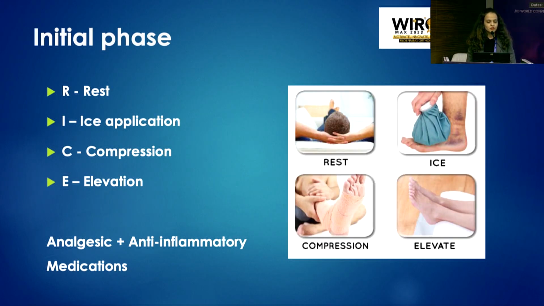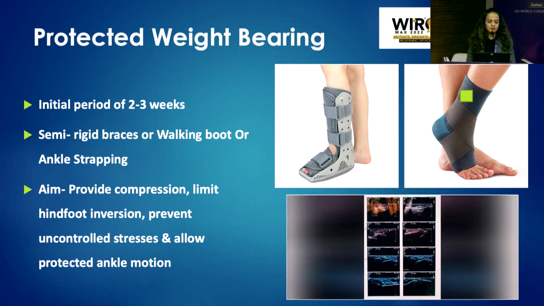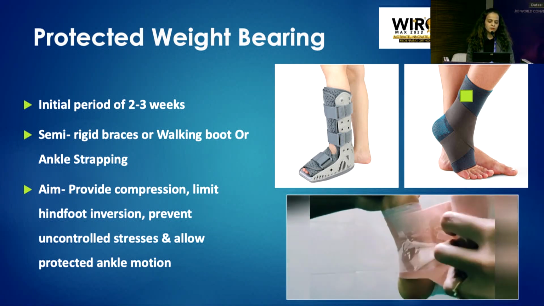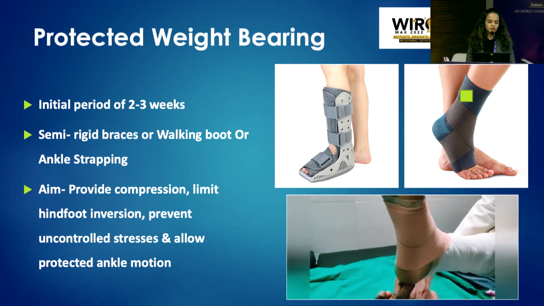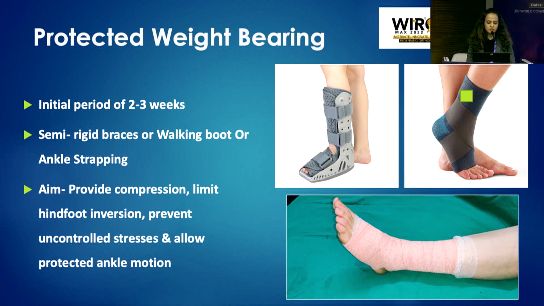The first initial phase consists of rest, ice application, compression, elevation, supplemented with analgesic and anti-inflammatory medications. This often provides significant relief to the patient in the first 48 to 72 hours. We then begin with protected weight bearing for a period of 2 to 3 weeks. This can be done with a semi-rigid brace or ankle strapping. The aim is to limit hindfoot inversion, prevent uncontrolled stresses, and allow protected ankle motion. This is often sufficient in grade 1 and 2 sprains.